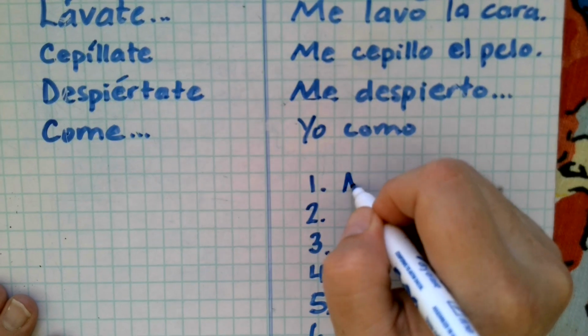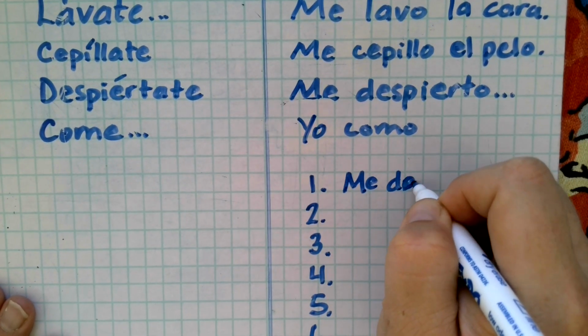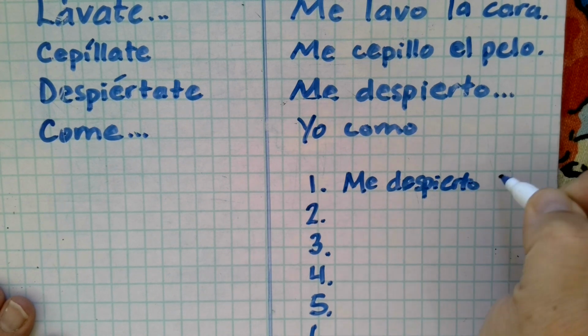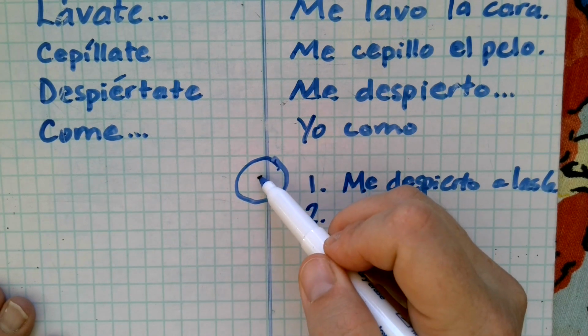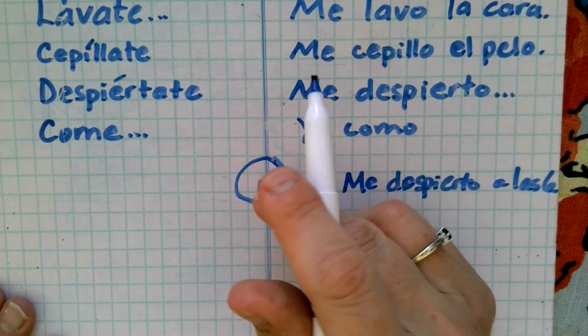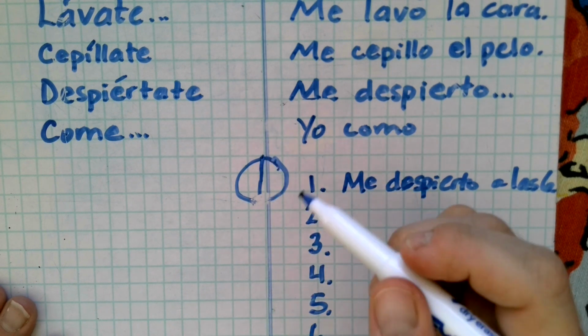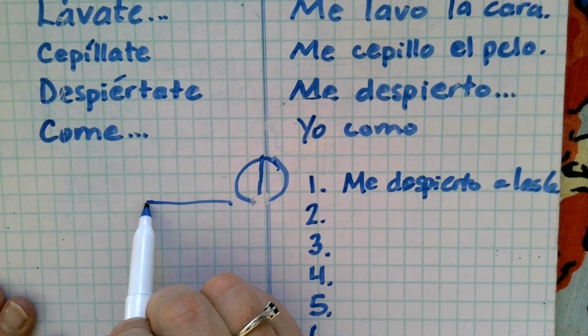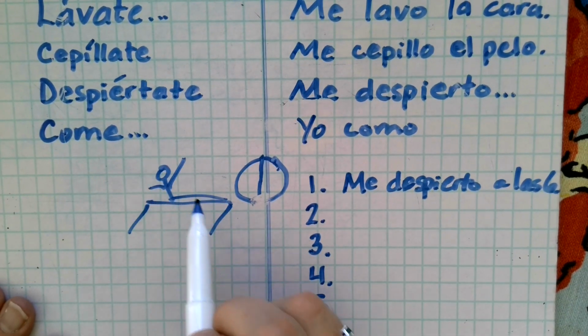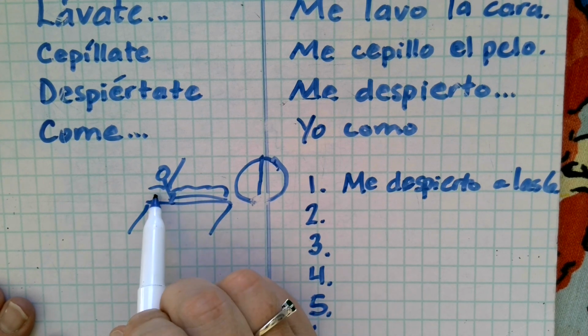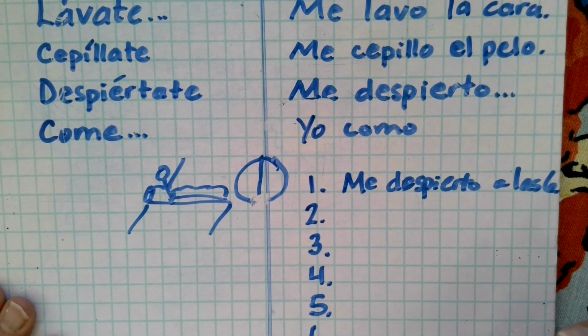Tal vez dices, me despierto a las 6. Y vas a tener un reloj tal vez. Ahí está la hora, los minutos. Y tal vez vas a dibujar una persona que se levanta en la cama. Claro, ahí está. Así que 6 cosas, 6 dibujos de qué estás haciendo.